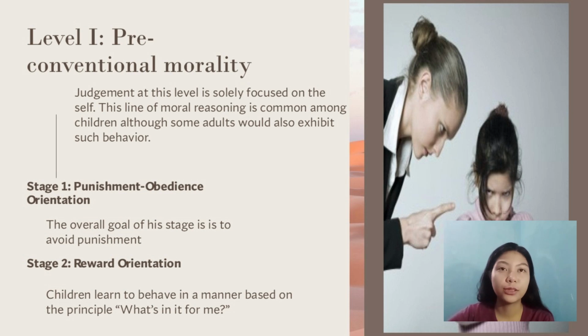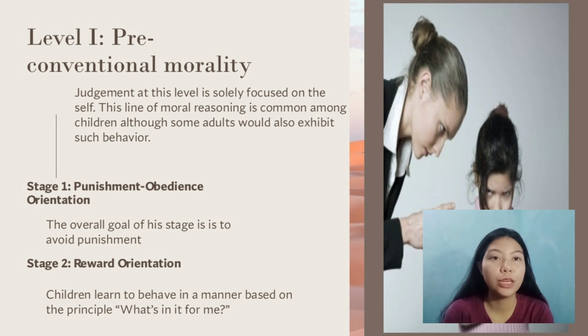At Level 1, known as pre-conventional morality, judgment is solely focused on the self. This line of moral reasoning is common among children, although some adults would also exhibit such behavior. At this level, the motivation for moral behavior is largely driven by self-preservation and immediate gain. In Stage 1, known as punishment obedience orientation, the primary goal is to avoid punishment. Individuals at this stage focus on following rules and obeying authority to prevent negative consequences. The concept of right and wrong is largely defined by the fear of punishment rather than an understanding of moral principles.